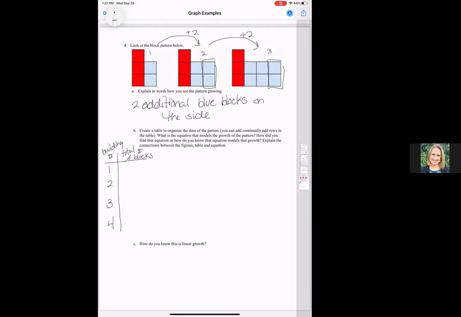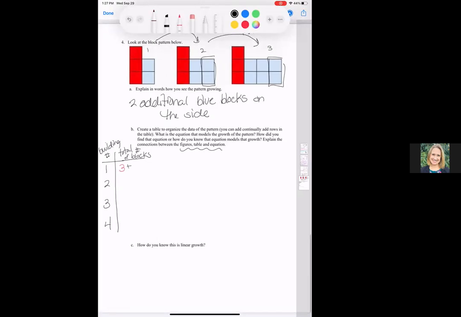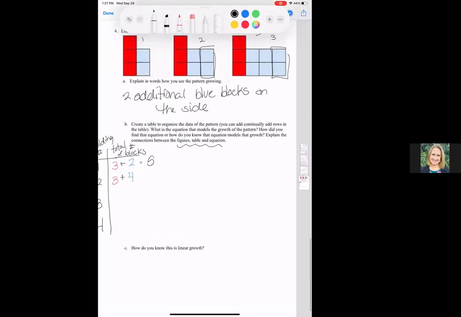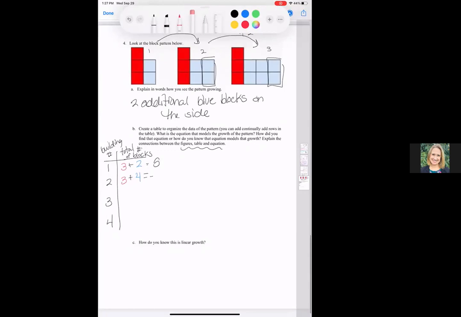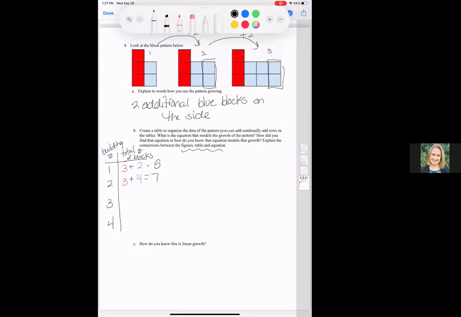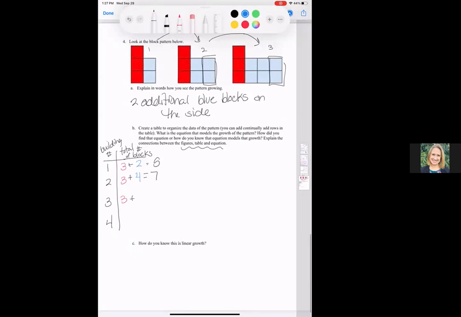We want to connect the figure, the table, and the equation. That's why I'm going to make this table. In building 1, we can see 3 blocks plus 2 blocks, and we'll call that 5 blocks. In building 2, we can see 3 blocks plus 4 blocks, which is 7 blocks. In building 3, we have our 3 blocks plus, and our blue blocks is now 6.